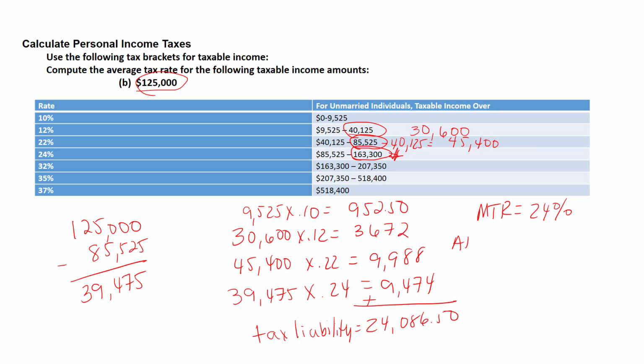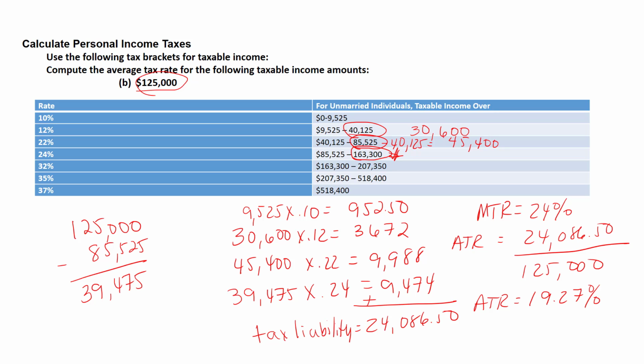Our average tax rate is going to be our tax liability divided by our taxable income, and our average tax rate is going to be 19.27%.